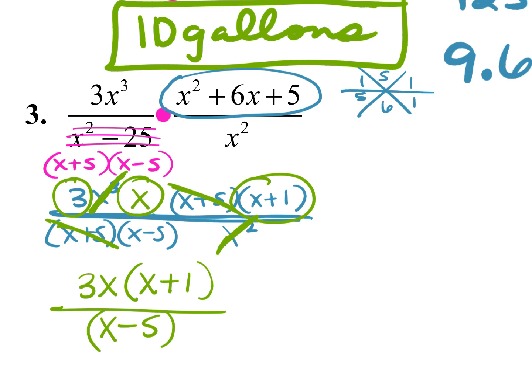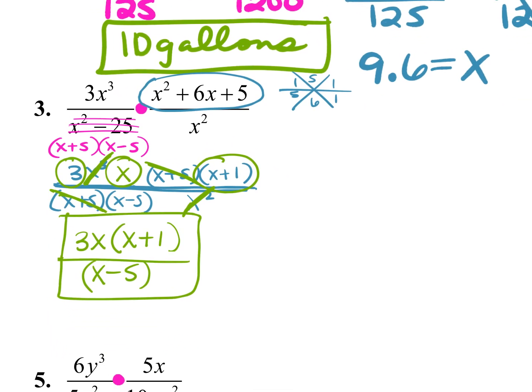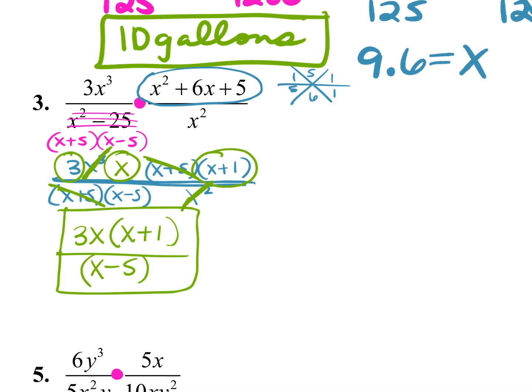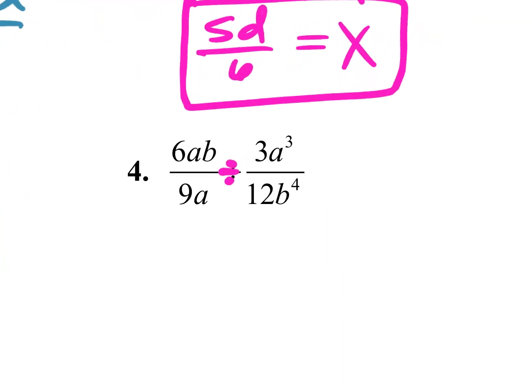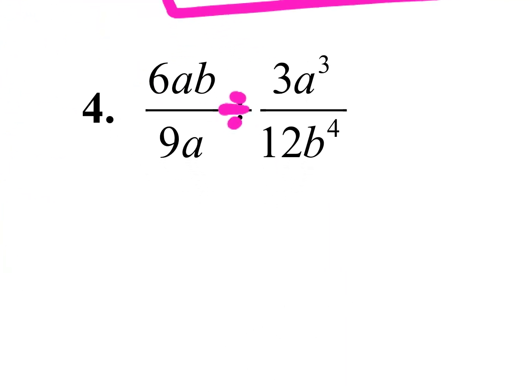If you want to distribute that, you can. It's not wrong, but you don't have to. You can just leave it right like that. Questions on that? Yeah. Can we move out this or distribute the 3x? Yes. Okay. Number 4. This one's division. What happens with division?